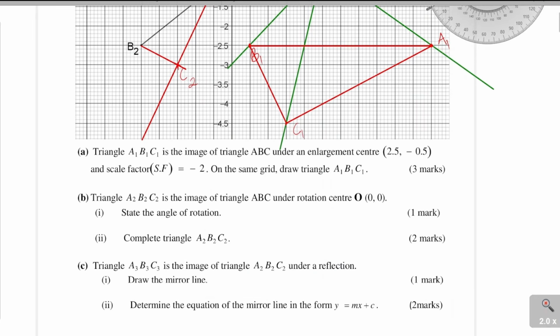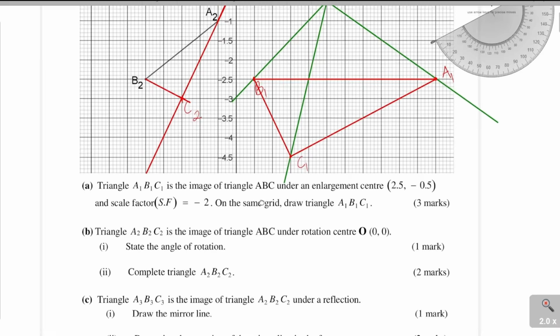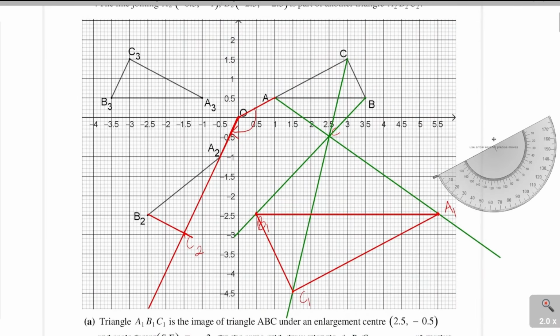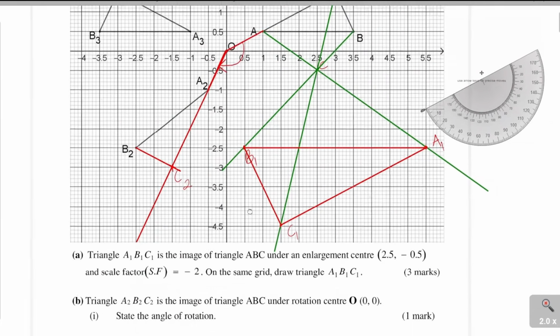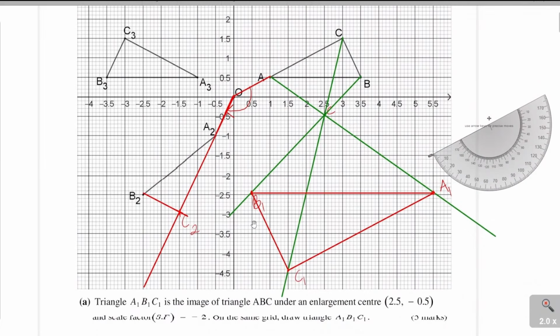Triangle A3, B3, C3 is the image of triangle A2, B2, C2 under a reflection. 1. Draw the mirror line. So A3, B3, which is here, is a triangle. It is the image of this under a reflection. So the question is, we are supposed to identify or draw the mirror line. The mirror line is supposed to be exactly between these two, the object and the image.